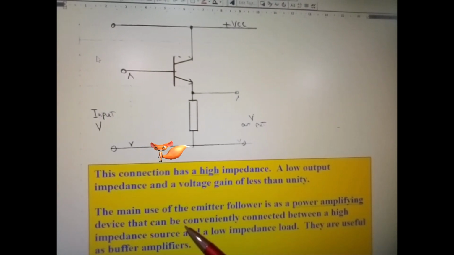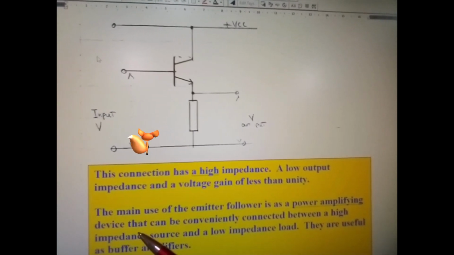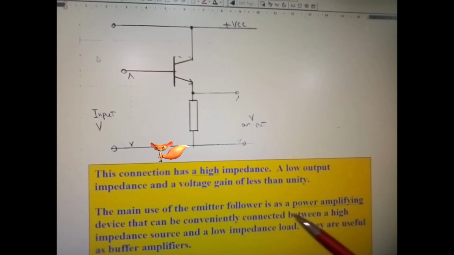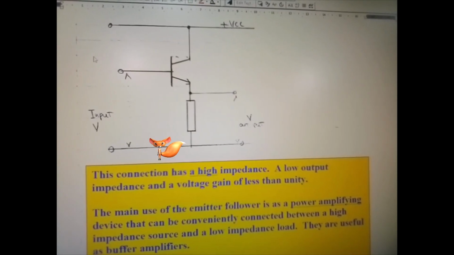The main use of the emitter follower is as a power amplifying device that can be conveniently connected between a high impedance source and a low impedance load. They are useful as buffer amplifiers.